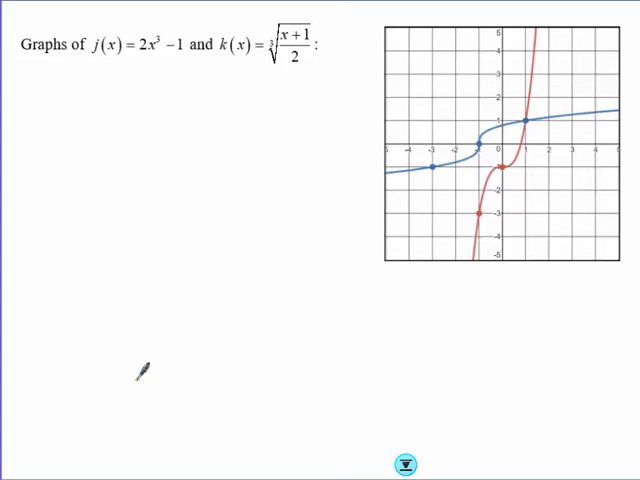So these two functions are inverses. Let's take a minute to look at the graphs of j of x and k of x that we used in the previous problem. So I've graphed these two here. j of x is the red equation, and k of x is the blue equation.